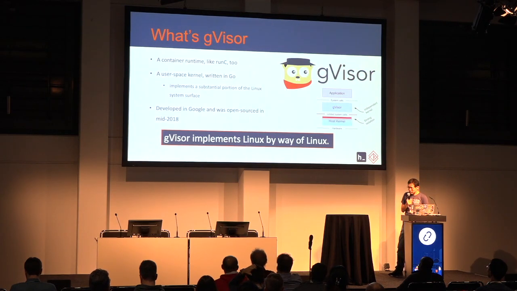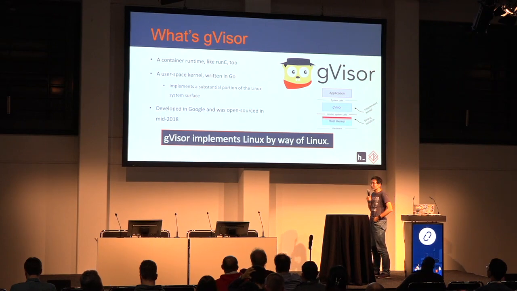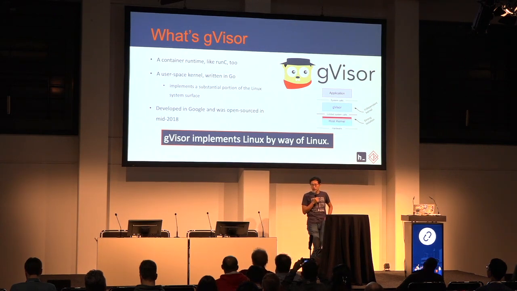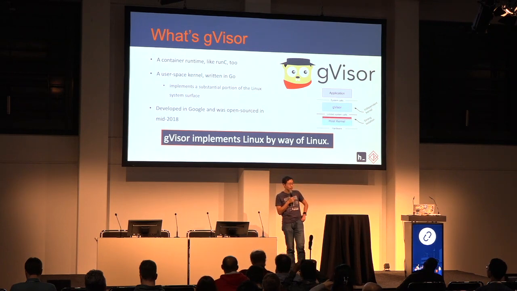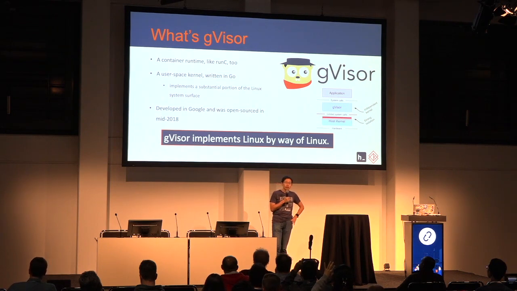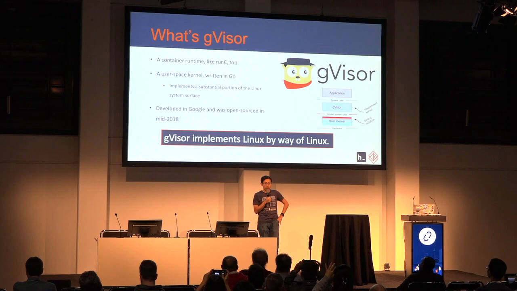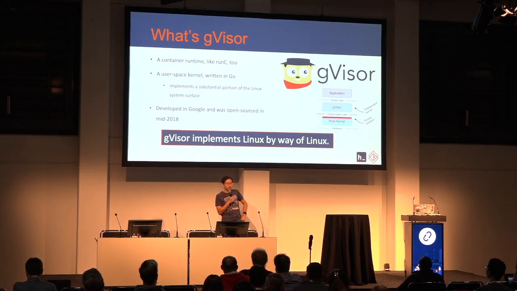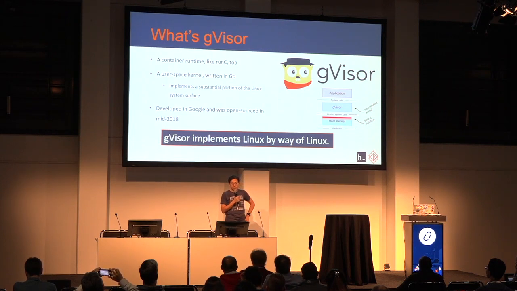From a different angle, gVisor is also an OCI compatible container runtime, and it's an open source project by Google. The Google guys said they developed this project for 4 or 5 years and open sourced it in May, I think in Copenhagen, at KubeCon Europe. It's a user space kernel, written in Go, and it implements a subset of the Linux system interface, the syscalls. I think Linux has more than 300 syscalls in total, and they implement fewer than 300.